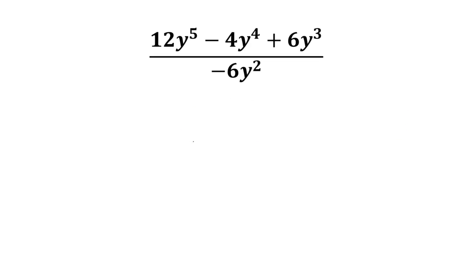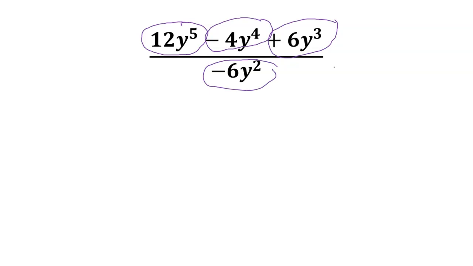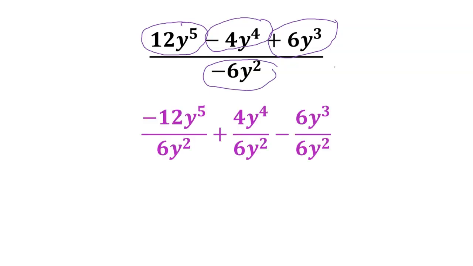Here we go. So in this case, one more time, first of all, I'm going to distribute. This first term right here is going to become negative. Second term will become positive. The third term will become negative. When you switch the sign, the denominator will change into a positive. So as you can see, that's what I did. Negative 12y to the 5 over 6y squared plus 4y to the 4 over 6y squared minus 6y cubed over 6y squared. Now let's see how we get the answer.